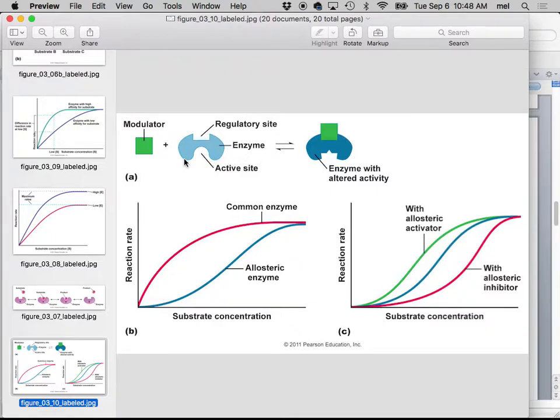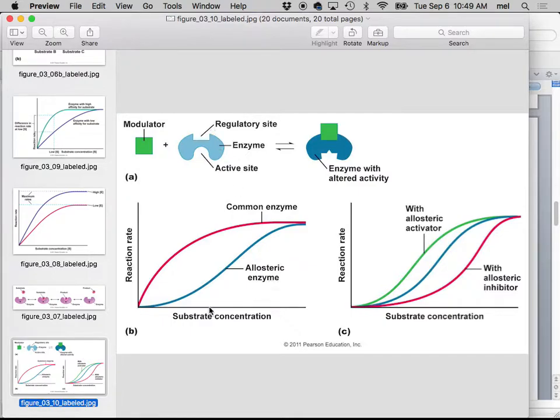It temporarily changes the shape of the active site. Okay, so you could turn it on, you could turn it off, it doesn't matter. What matters is that it's loose and reversible. Generally, this type of interaction right here is usually just a polar interaction, like electrically attracted, or a hydrogen bond. Sometimes it's an ionic bond, okay, but a loose, relatively reversible one.